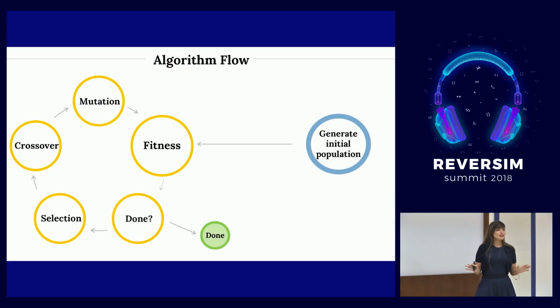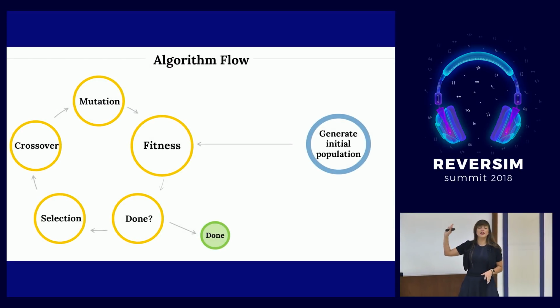We start with generating an initial population. Then we move forward to the fitness step. This is where we grade each solution, meaning that we determine how good a solution is. Afterwards, we have these three steps: the selection, the crossover, and the mutation. All of them together are called the reproduction part, and this is where we create new solutions out of the existing ones.